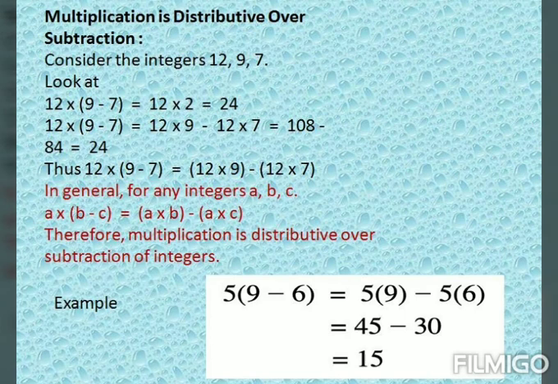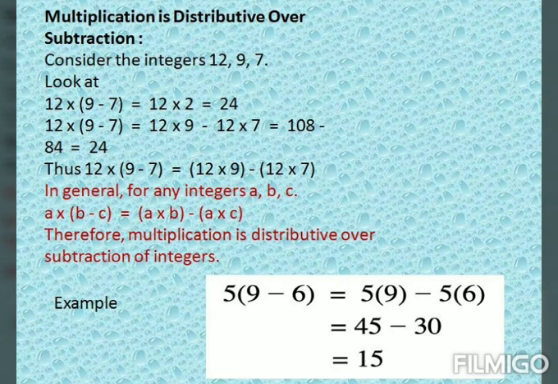Distributive is true. Next, multiplication is distributive over subtraction. Consider the same integers 12, 9, 7. Instead of adding, we are going to subtract here. We are just changing the sign. So 12 into 9 minus 7. What is 9 minus 7? That is 2. 12 into 2 is equal to 24. Next, we distribute: 12 into 9 minus 7 can be distributed as 12 into 9 minus 12 into 7. Their product is 108 minus 84, which is equal to 24. Both the answers are the same.